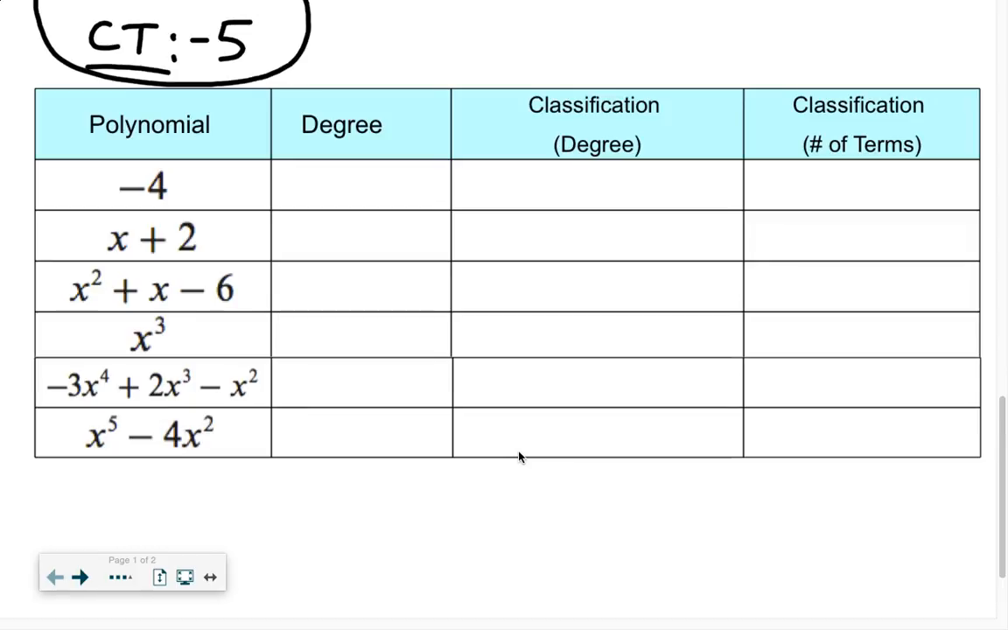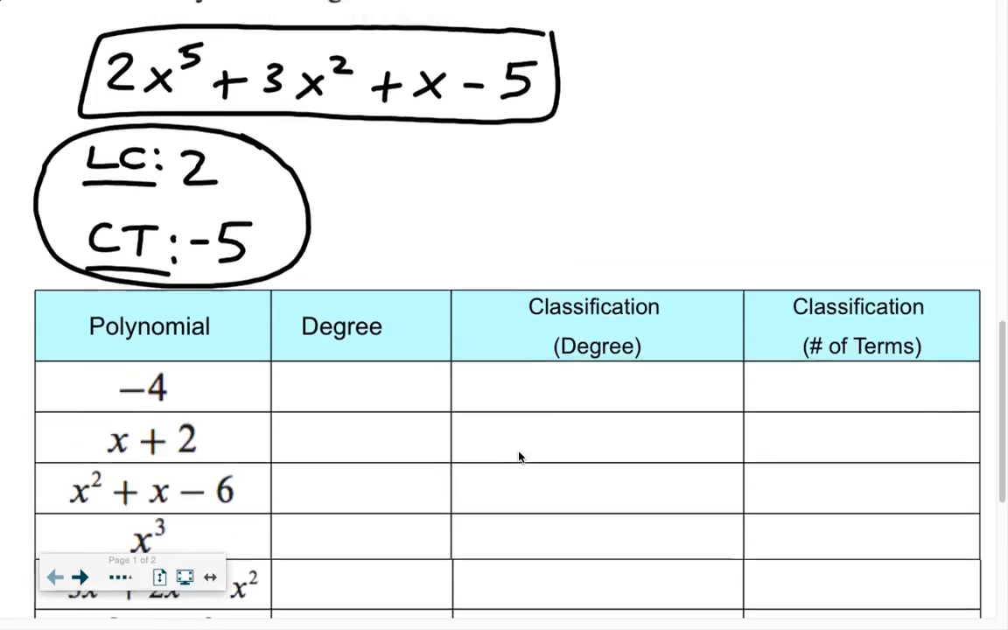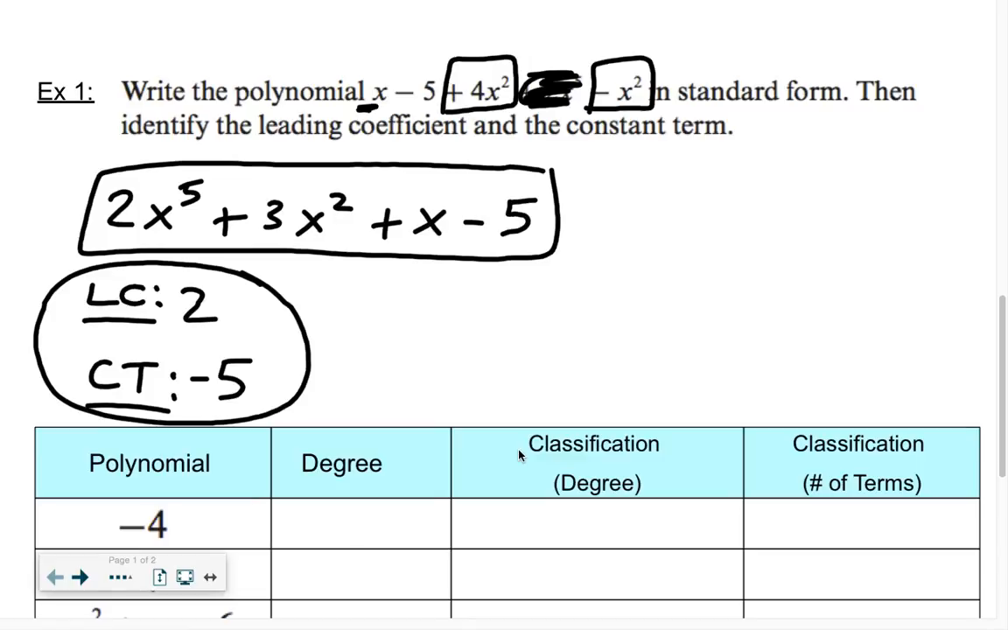Okay, to move on? Alright, let's start filling this thing out. Degree. They're going to ask you to identify the degree. So let's begin there. Degree is the highest exponent. If we go back to this example here, what's our highest exponent? 5, therefore the degree is 5. It's as simple as that.